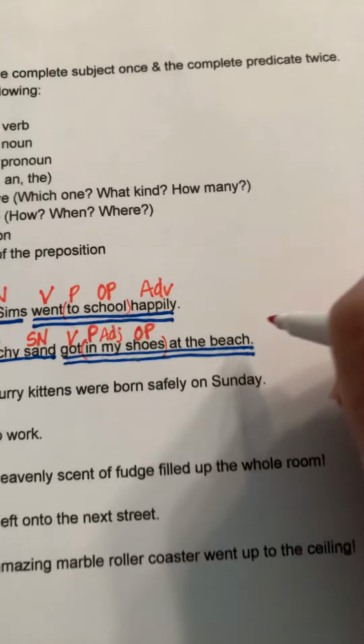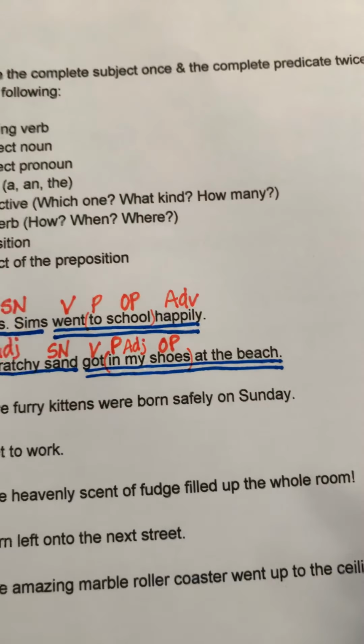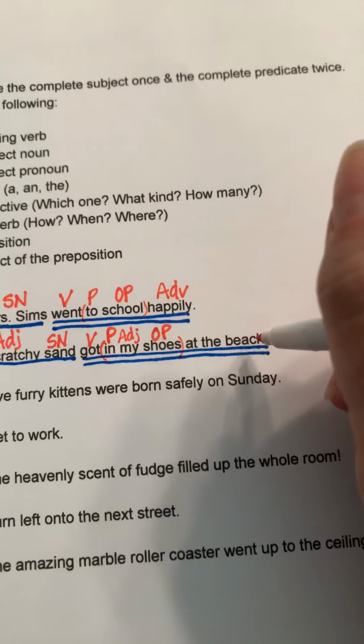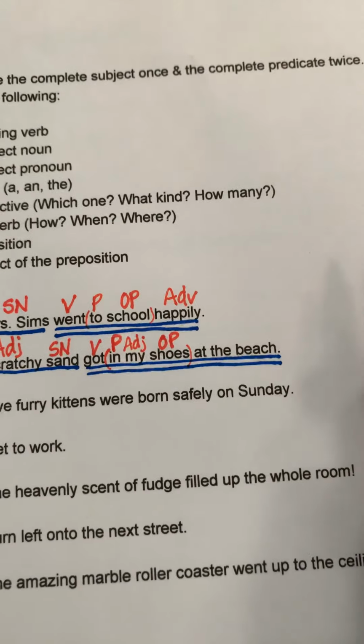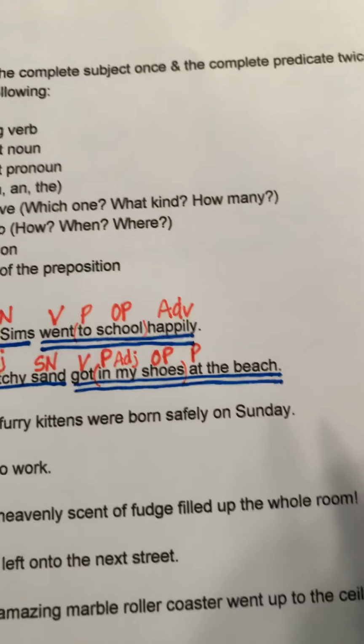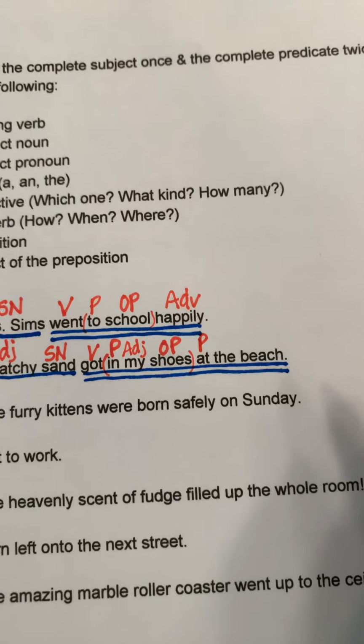And then if you'll notice, we have another one. At is another one of those little words. And it joins this noun, beach, to the rest of the predicate, to the rest of the sentence. So it is also a preposition, like you might say, the squirrel was at the tree.